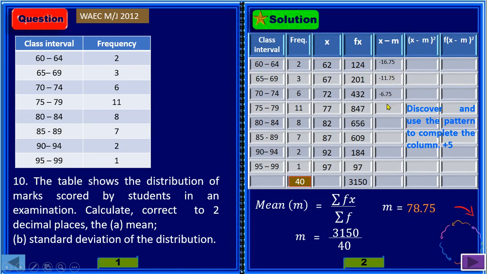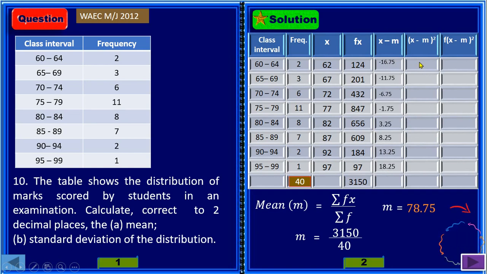So add 5 here, you are going to get minus 1.75. Add 5 to this, 3.25. Add 5 to get 8.25. Add 5, 13.25. Then add 5, 18.25. We don't need the total. So we move to this column to calculate this.